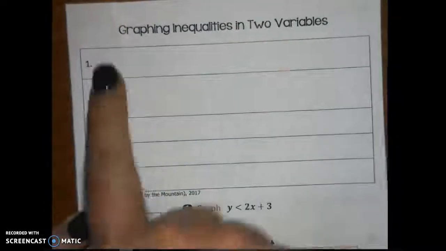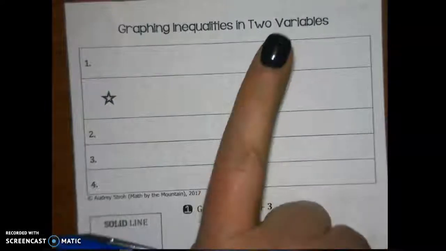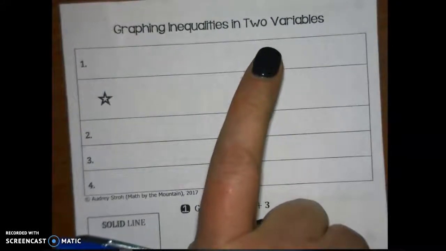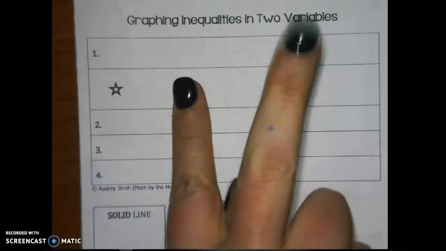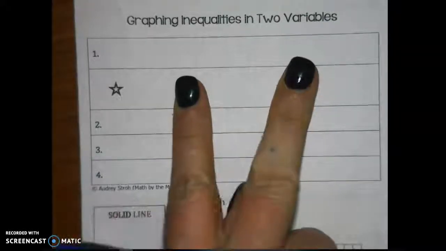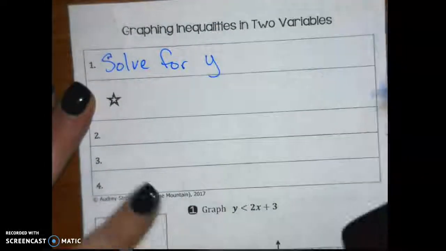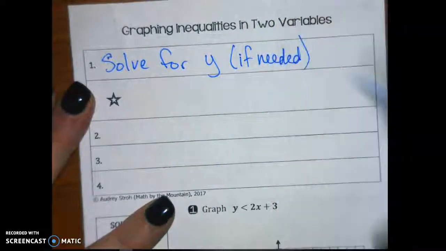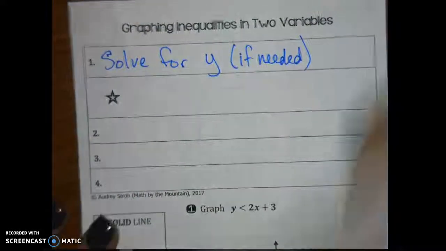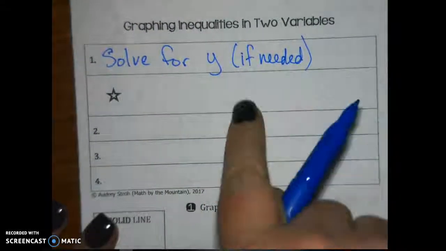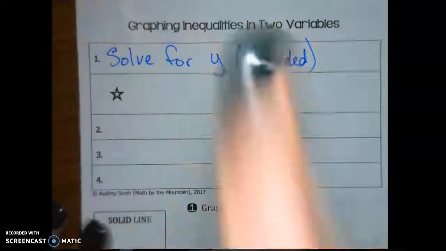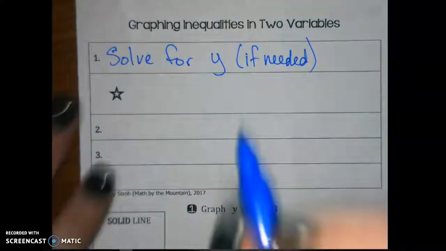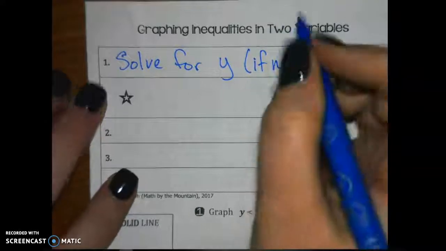Okay. So we're going to talk about graphing inequalities in two variables. These two variables are x and y. Okay, so you have to first solve for y if needed. If you need to move things around to make it be y is less than blah blah blah, do that. Now, here's a thing that I saw some of you missing and forgetting about.